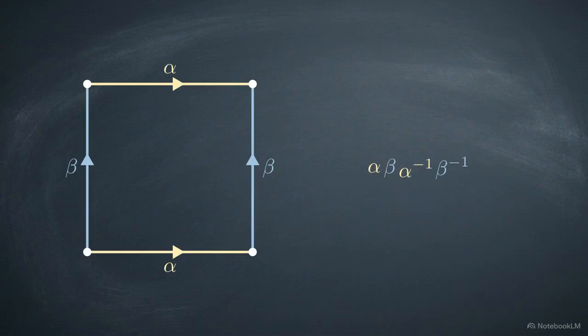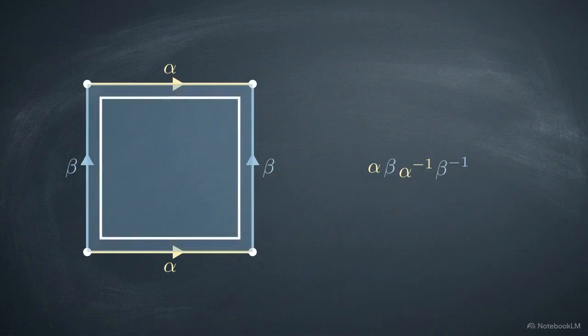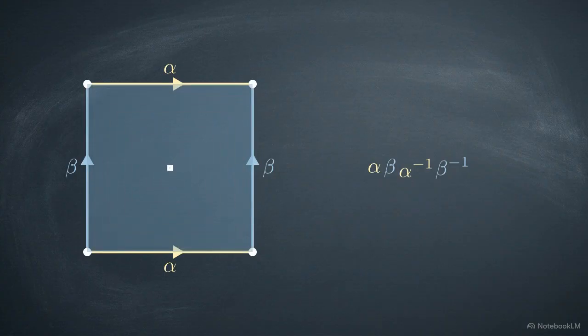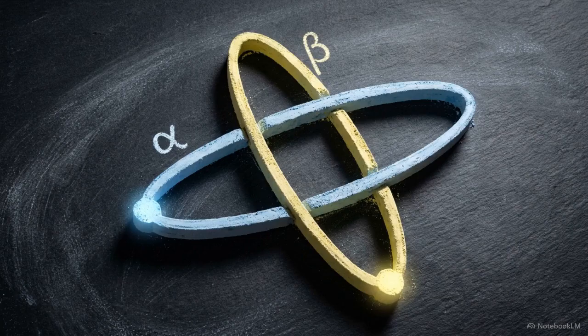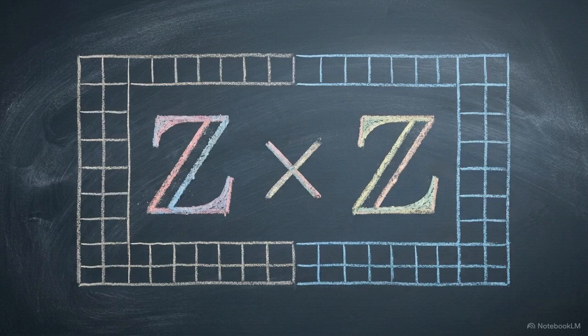Remember that the inside of this square is a solid two-dimensional cell. Any loop drawn around the boundary of a solid disk can be pulled inward and contracted to a single point. In group theory, a loop that shrinks to nothing is the identity element, so we set our boundary word equal to 1. We can take this commutator relation, alpha beta alpha inverse beta inverse equals 1, and multiply both sides by beta and alpha. The equation easily rearranges to alpha beta equals beta alpha. Our fundamental group is defined by two free generators that perfectly commute with each other. A group with exactly these properties is the free abelian group of rank 2, written as Z cross Z.